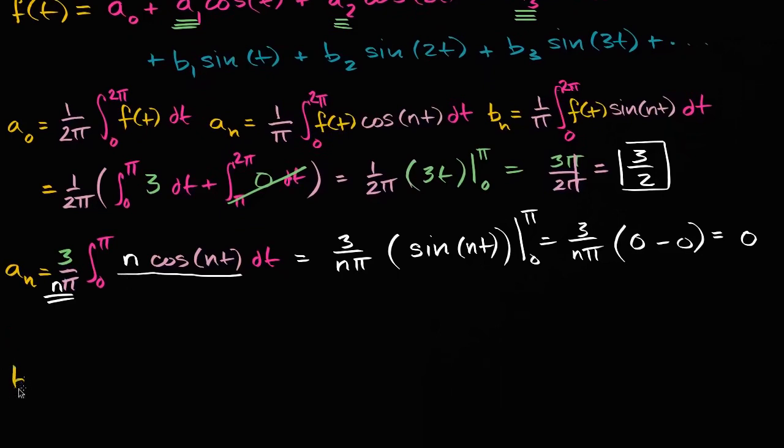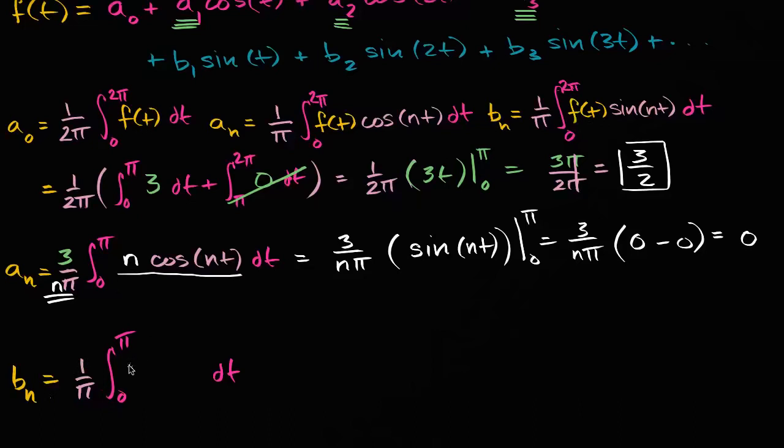So b sub n, same thing. We could just worry about the interval from 0 to pi, because from pi to 2 pi, our f of t is going to be equal to 0. So this is going to be equal to 1 over pi times the definite integral. Once again, I'm only going to worry about from 0 to pi dt. Now the value of the function from 0 to pi is 3. We've seen that before. I could put it here, but just to get a little bit simpler, let's just stick it right over here. So it's going to be 3.